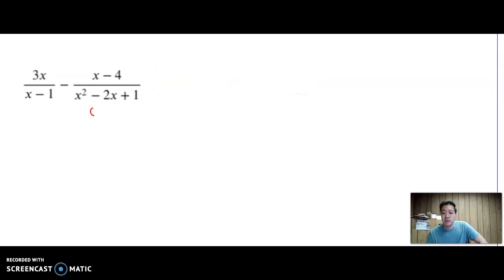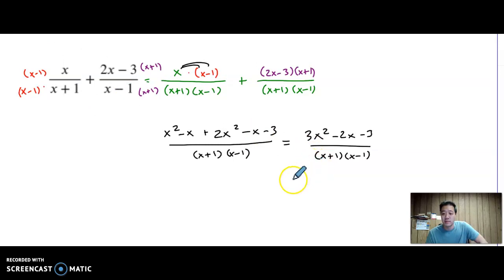And so we should state our excluded values here. Okay, x cannot equal 1. I'm going to write this out. x cannot equal 1 and negative 1.